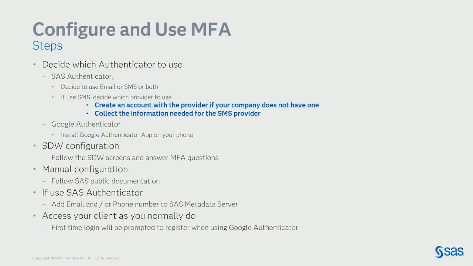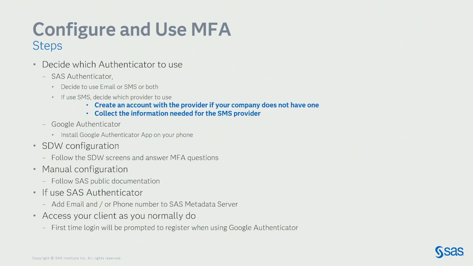Let's talk about how you configure and use multi-factor authentication. The high-level recommendation is you first decide what authenticator you want to use. If you use SAS Authenticator, decide whether you're going to support email, text messaging, or both. If you want to support text messaging, you need to decide which provider you're going to use. Create an account with that provider if you don't have one. Collect certain information. I'll show you a screenshot for some examples.